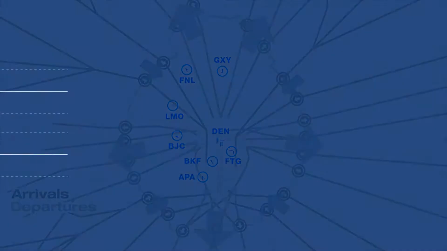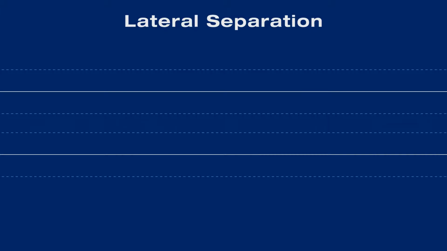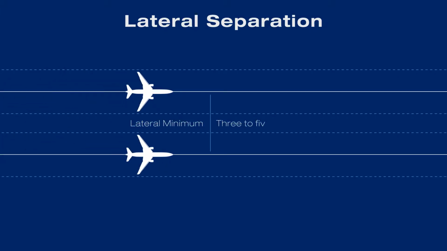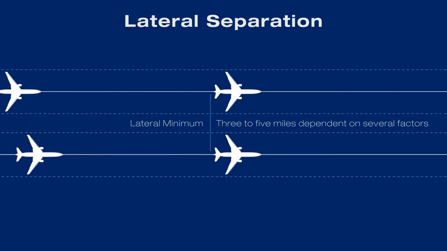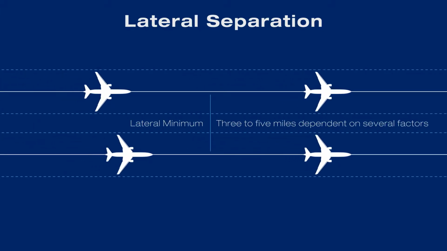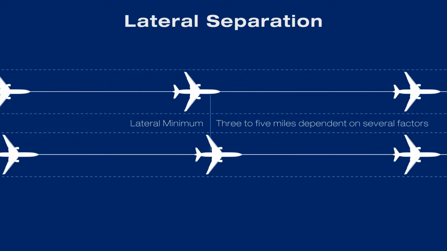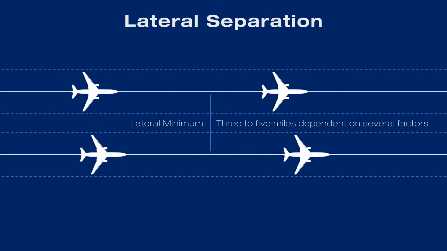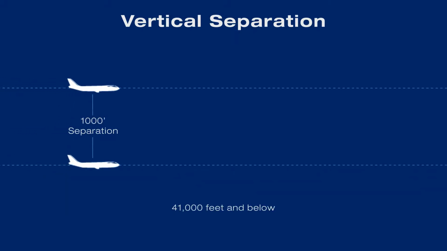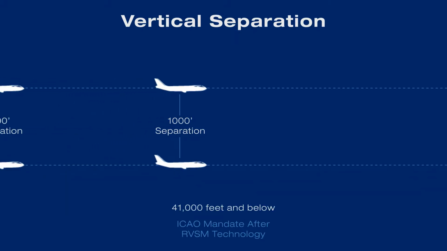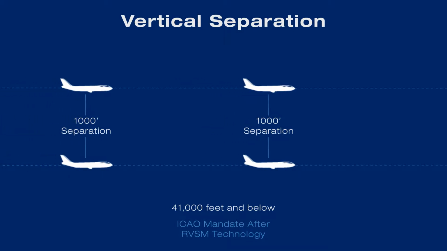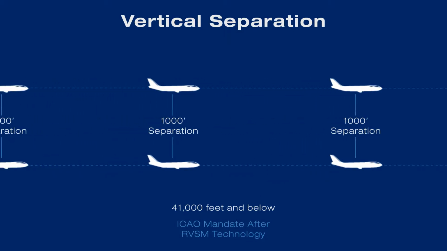Aircraft flying at the same altitude must remain a minimum lateral distance from each other. In airspace surrounding airports, the minimum lateral distance is 3 miles. In higher altitude airspace, the minimum lateral distance is 5 miles. If aircraft don't meet the lateral distance separation requirements, they must remain a minimum vertical distance from each other. In normal flight altitudes for commercial aircraft, the minimum vertical distance is 1,000 feet.